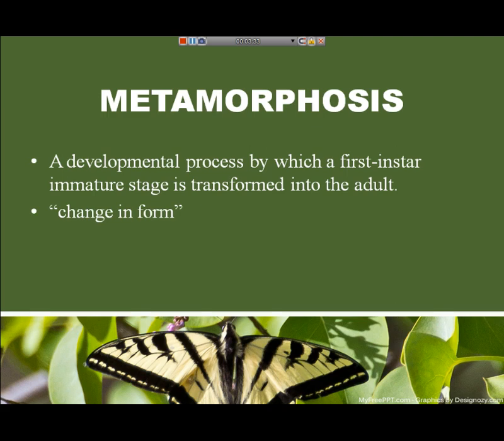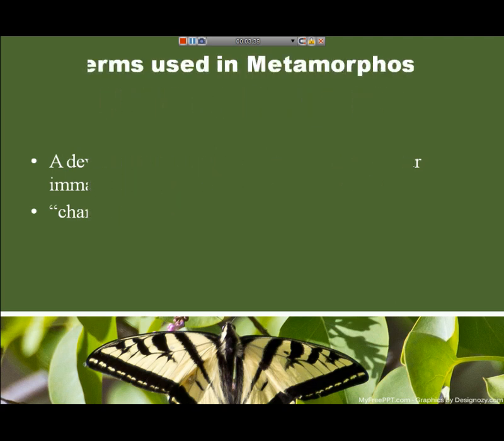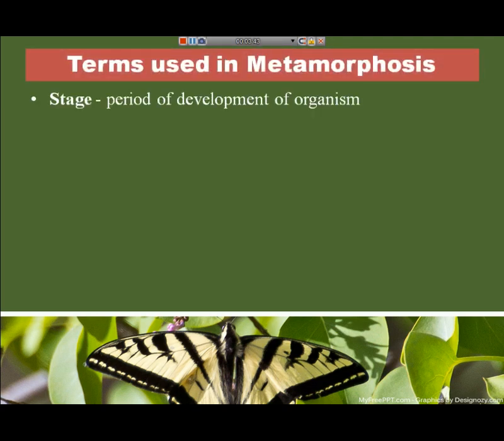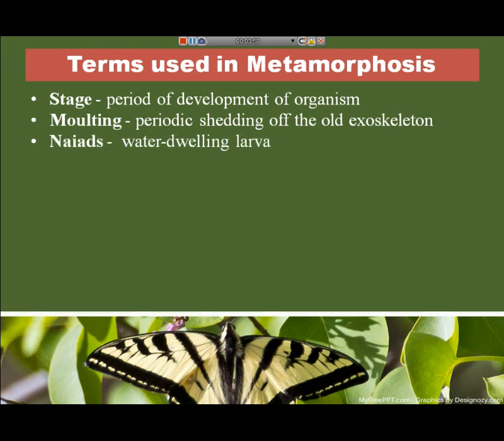Before we proceed to the types of metamorphosis, let's define first the terms used in metamorphosis. First term is the word stage. This is the period of development of an organism. Next is the word molting. This one is the periodic shedding of the old exoskeleton. Another one is the term naiads. These are the water-dwelling larvae.